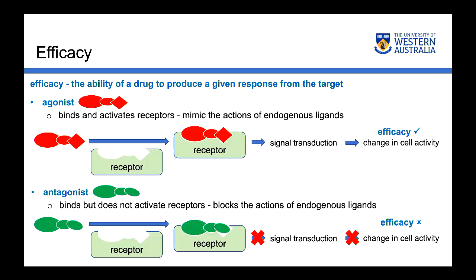Okay, so these are two differences. Both agonists and antagonists show affinity at the receptor, but only agonists show efficacy. Antagonist does not, because it does not activate the receptor.